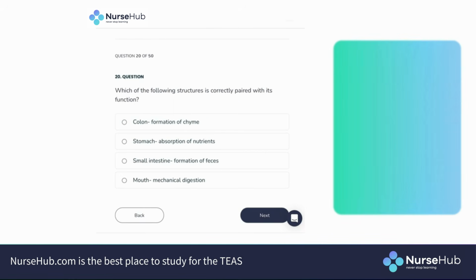Which of the following structures is paired correctly with its function? Okay, so this is kind of a pairing where they've already paired it for us. The options are the colon and the formation of chyme, the stomach and absorption of nutrients, small intestine and the formation of feces, and mouth and mechanical digestion. The correct answer here is mouth and mechanical digestion.